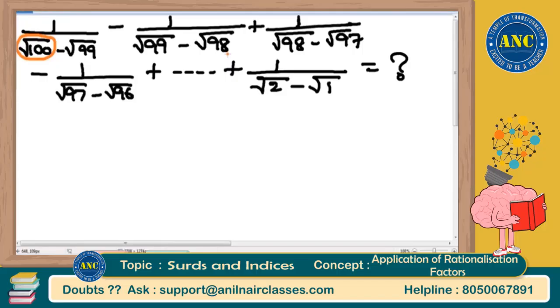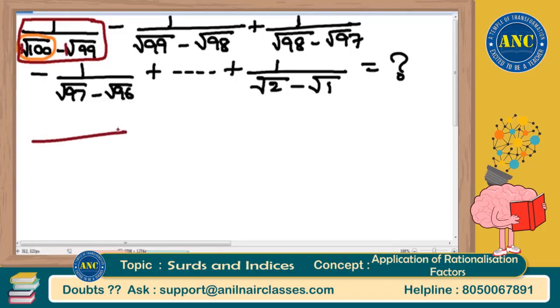But it's a very easy question, right? It's a very easy question. Now see here, can I say that 1 by root 100 minus root 99? I just now told you that the coefficient of root 100 is 1 into root 100. It is 1 into root 99.